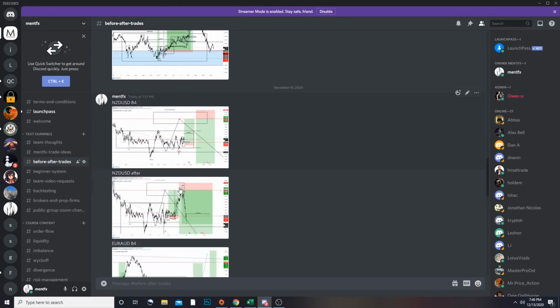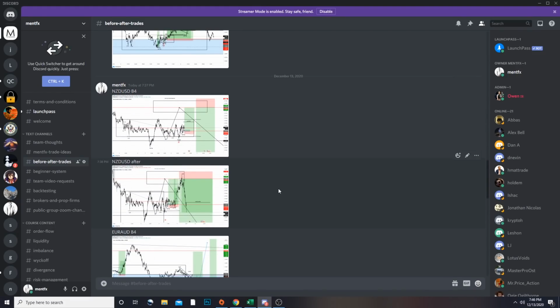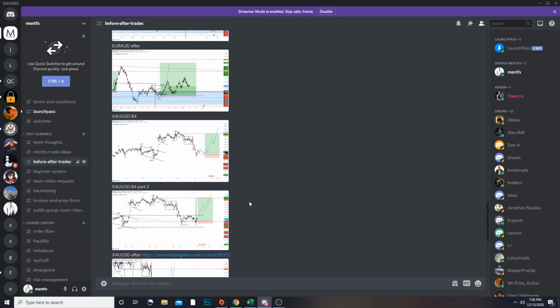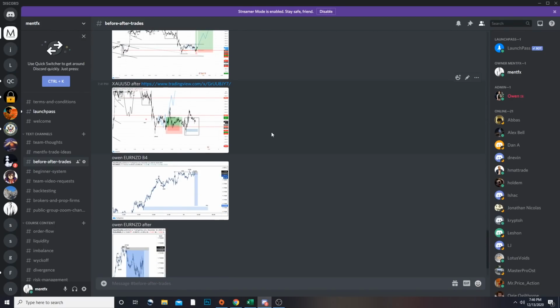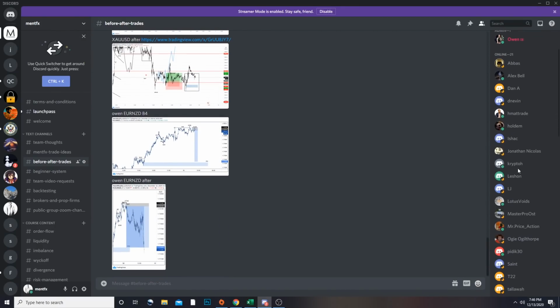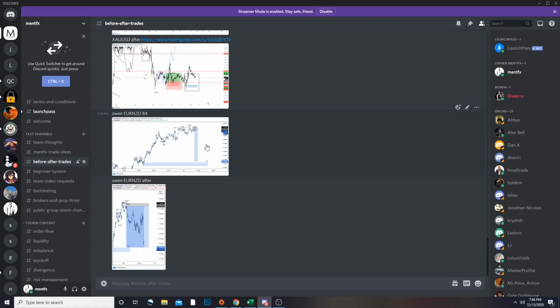So we took trades on NZD/USD. I've been watching it a lot this week, and we caught a lot of back-to-back perfect trades on NZD/USD, Euro Australian dollar, gold, which was actually really small. And then Owen, one of our members, caught one of the most beautiful RR trades, 13 RR, in just a few days. I believe it was like in 1 or 2 days.